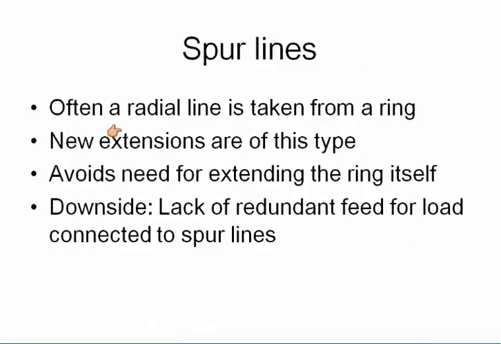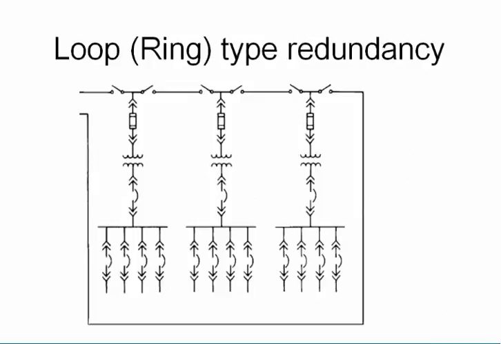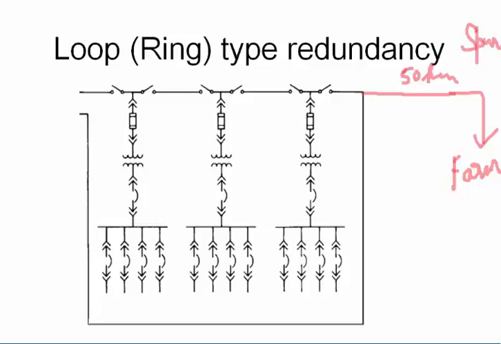Spur. Now, if you are based in rural areas, you will hear this term, spur. Now, what is spur? Spur is a radial line taken from a ring. So you might have a ring like this, and if you are taking a radial, say 50 kilometers, if you are taking a radial line onto a customer in a farm, that is called a spur. So spur is an extension from a ring.